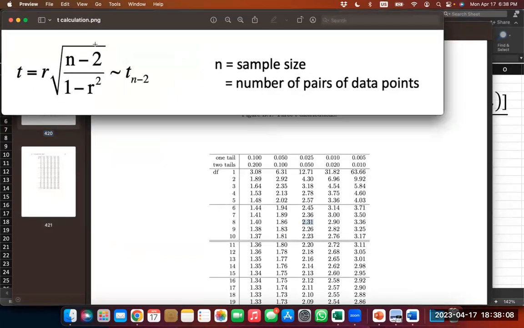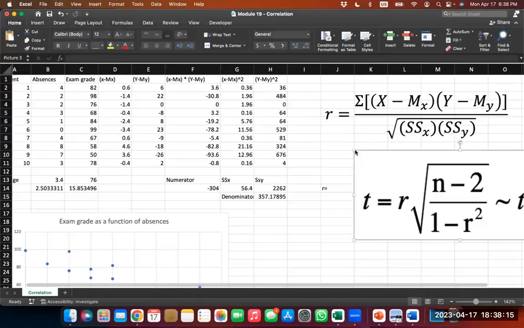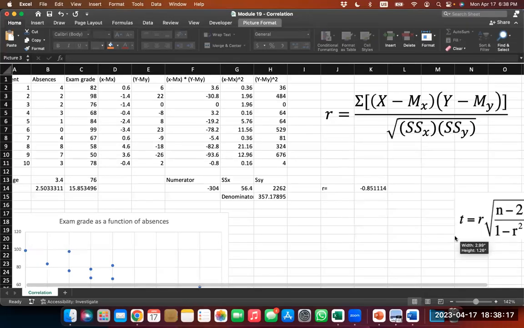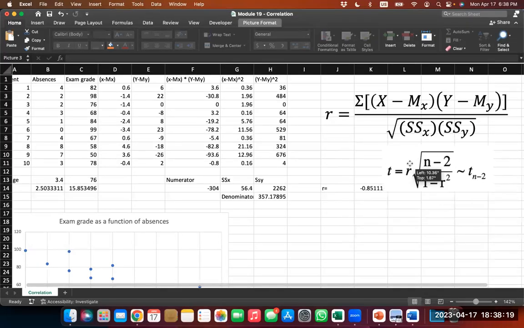We're doing this by basically calculating this formula. So that's how you calculate the T. So now we have T equals R multiplied by the square root of the degrees of freedom.